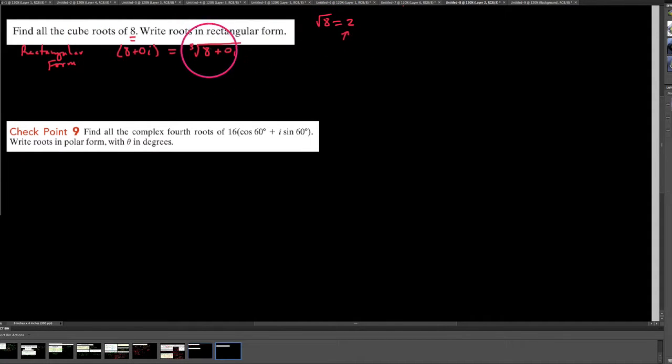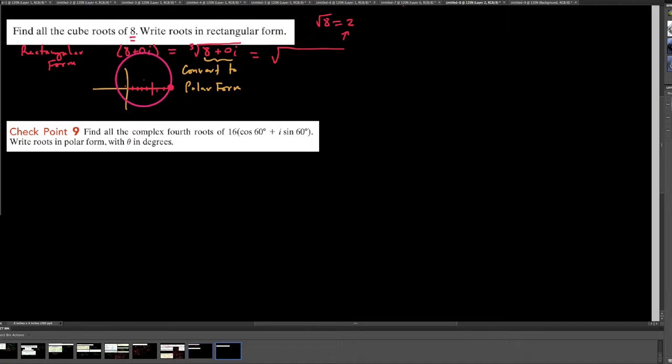So in order to find the other 2, what we're going to do is, first of all, convert to polar form. I'm always a big advocate of, if we're going to go into polar form, we should just sketch out this number here. So 8 plus 0i, that would mean we went 8 units on our real axis and up and down none.